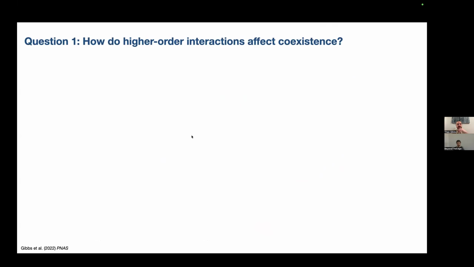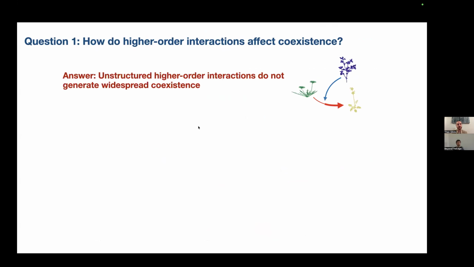Okay, so I just want to briefly summarize the answers to this first question. How do higher order interactions affect coexistence? We found that unstructured higher order interactions don't generate widespread coexistence when they're just randomly sampled. It wasn't like we got all the species back coexisting, right? We saw some new behaviors, especially about the effect of the mean interaction strength, and we saw some very similar ones with respect to the variation in interaction strengths. But adding in higher order interactions by themselves doesn't give you all the species coexisting, which is maybe intuitive.